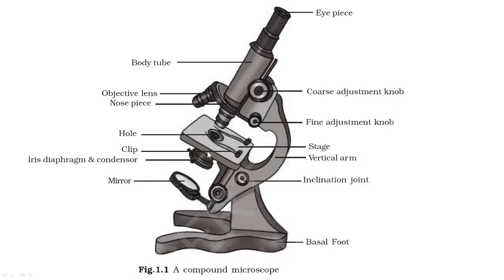The light will pass through here, through the iris diaphragm and condenser, and then through this hole in the stage. The object placed there should be a thin, semi-transparent object so that light passes through it, and then you can see that particular object in your eye in a magnified manner.